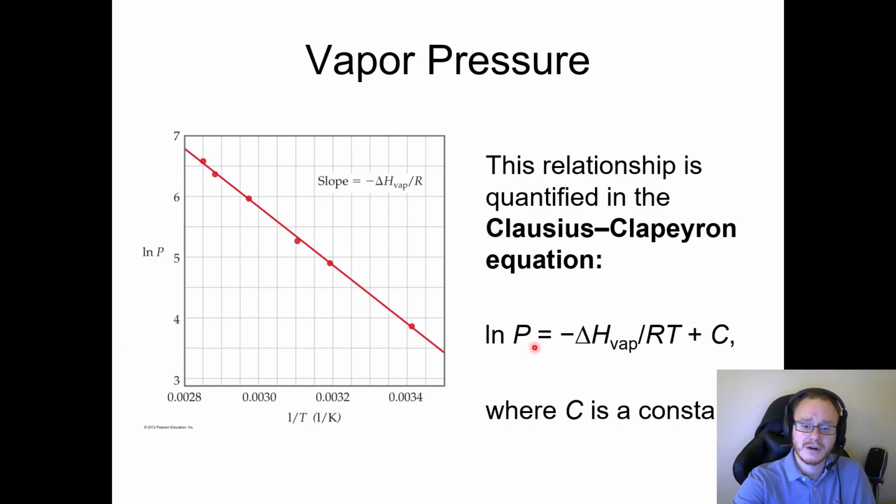The natural log of the pressure equals negative the change in heat of vaporization divided by the gas constant R times temperature in Kelvin, plus C being a constant. With this information here, I could find the heat of vaporization, the temperature, or the pressure, depending on what variables I have.